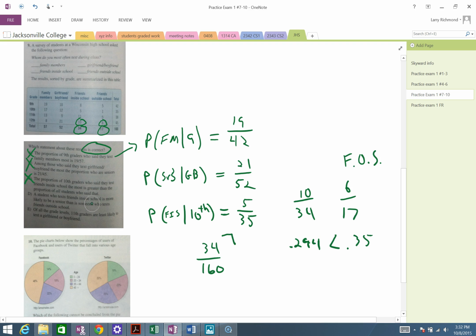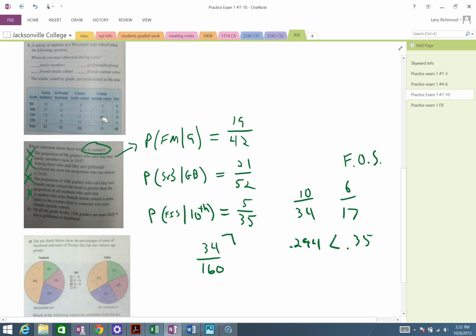A student who texts friends inside of school is more likely to be a senior than someone who texts friends outside of school. In this case, it's greater for friends outside of school, so D is incorrect. E, of all grade levels, 11th graders are least likely to text a girlfriend or a boyfriend.